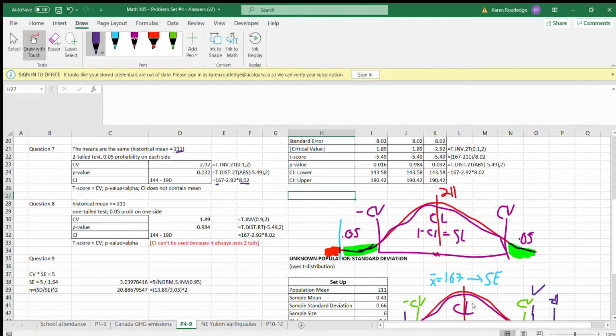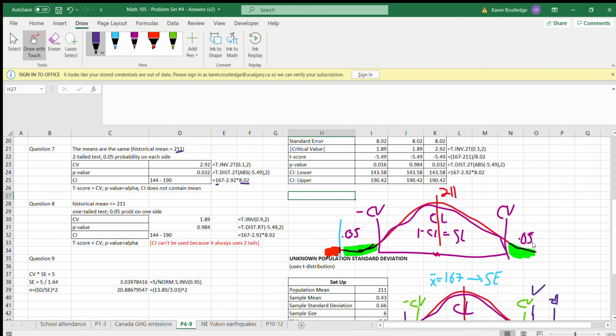It's all, again, the same curves based on the same values. Everything's based on this kind of critical value. So all three of these, critical value compared to t-score, p-value compared to significance level, which is alpha, and the population mean compared to the confidence interval, all three of those have to give you the same answer because it is a two-tailed test.